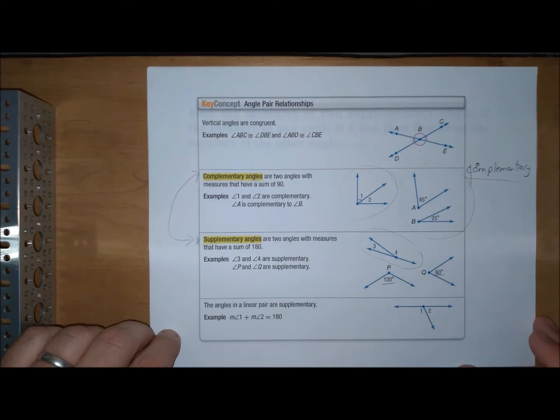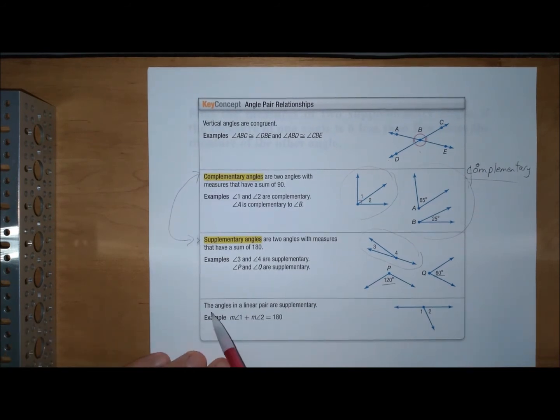And then the last thing is something that we've already talked about, the fact that the angles in a linear pair are supplementary. Okay, and again, that should come as no surprise since they do in fact form a line, and a straight line has an angle of 180 degrees. Good. Let's try some examples.